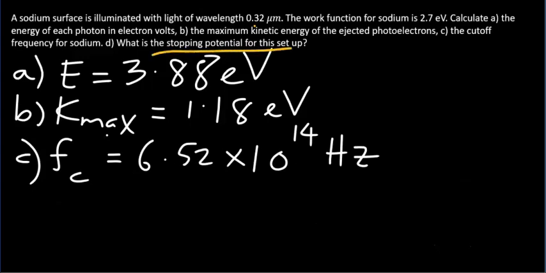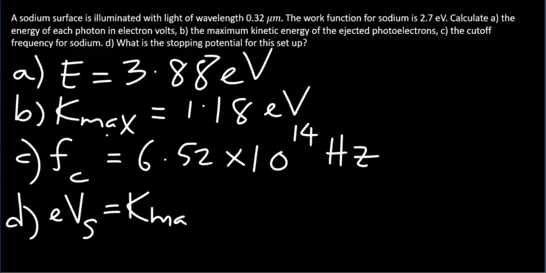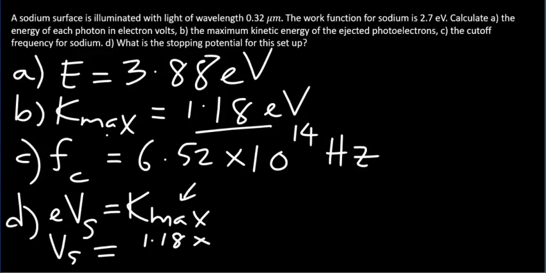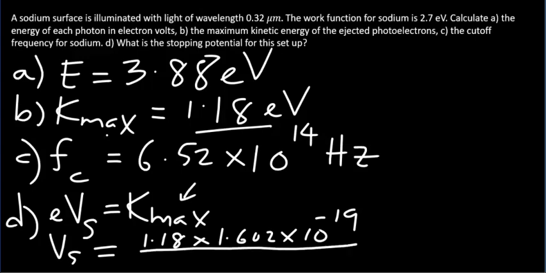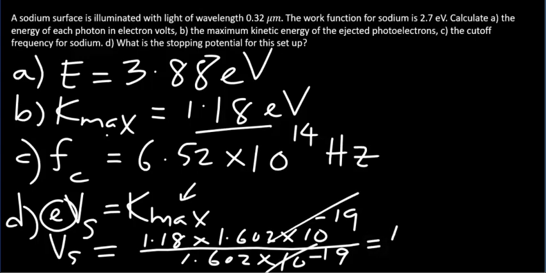Finally, what is the stopping potential for the setup? We know the stopping potential is given by e times the stopping potential equals K max. So the stopping potential is K max in joules, so 1.18 times 1.602 times 10 to the power minus 19, that is to convert electron volts to joules, divided by the charge of the electron, which is 1.602 times 10 to the power minus 19 coulomb. So that goes away and it gives you 1.18 volts for the stopping potential.